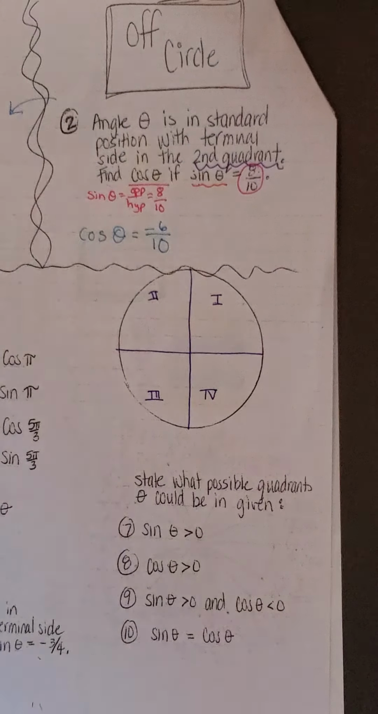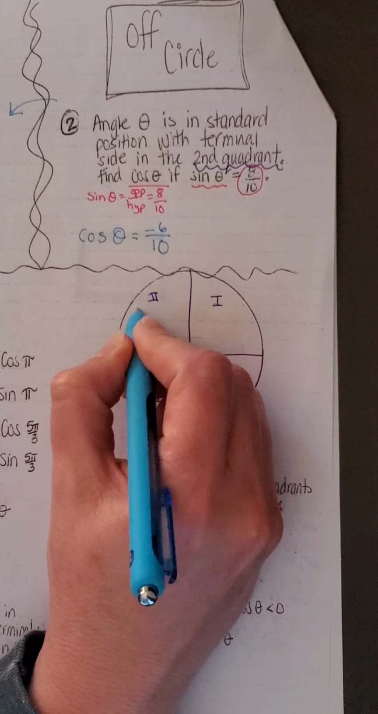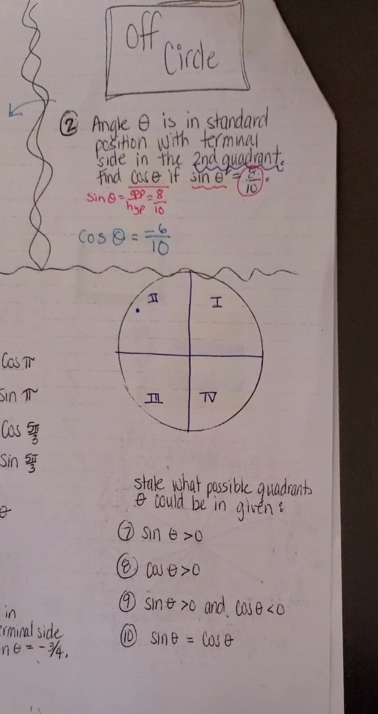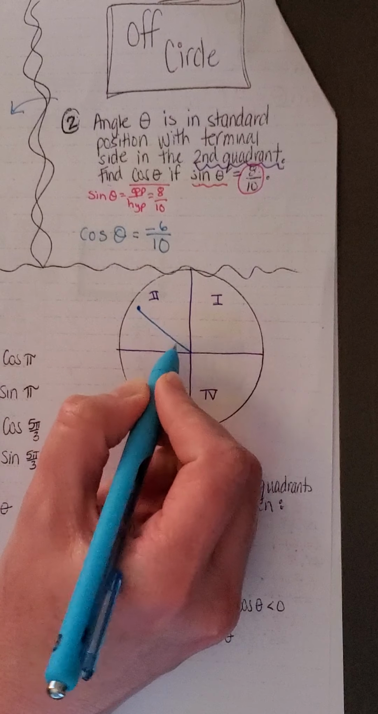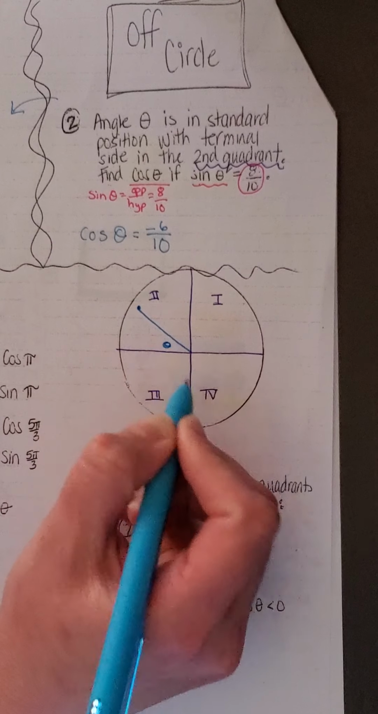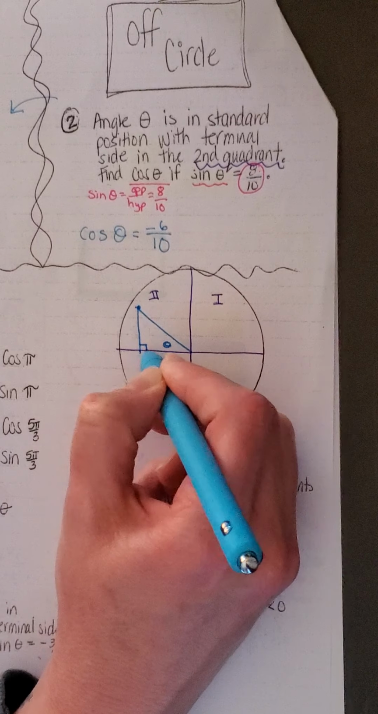All right, so the first thing we're going to do is graph that imaginary point. I'm not sure exactly where this point is, but I'm going to put it right there. And I'll draw in my angle, theta. All right, so theta is right here. I'm going to drop down to the x-axis, always to the x.